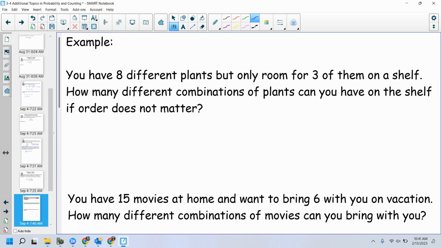Okay? So for example here, you had 8 different plants to buy, but only room for 3 of them on a shelf. How many different combinations of plants can you buy on the shelf if order does not matter? Notice my wording change. If order does not matter.